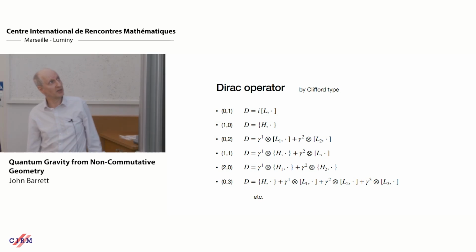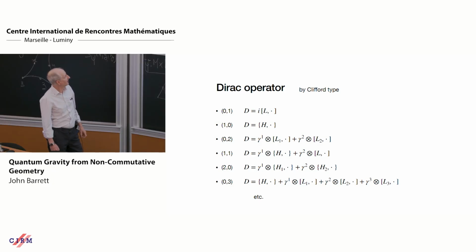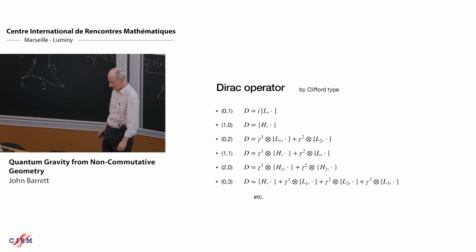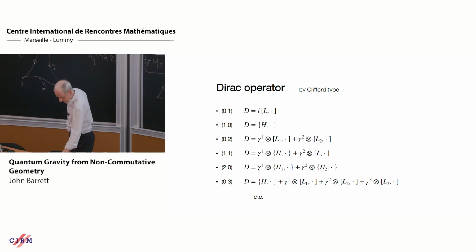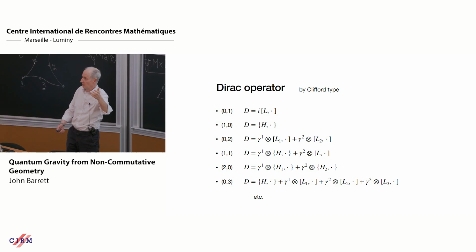So 1, 0 is anti-commutator with H, a Hermitian matrix. And the L's here are anti-Hermitian matrices. So the 0, 1 is, in fact, because the gamma matrix is i, just the commutator with a Hermitian matrix. When you get the two-dimensional ones, 0, 2, 1, 1, and 2, 0, there are two terms. There are two gamma matrices you have in this Clifford algebra.